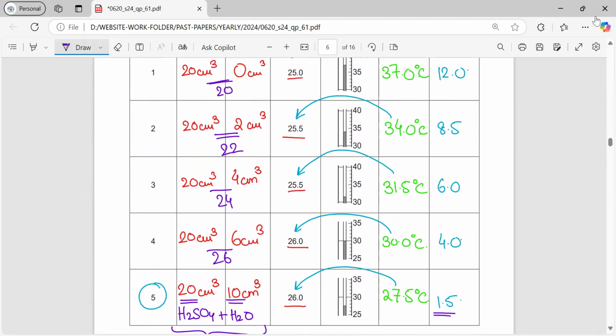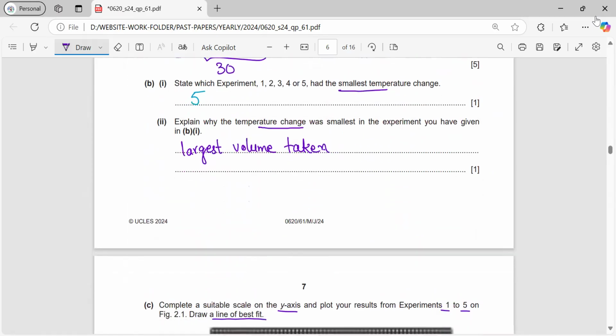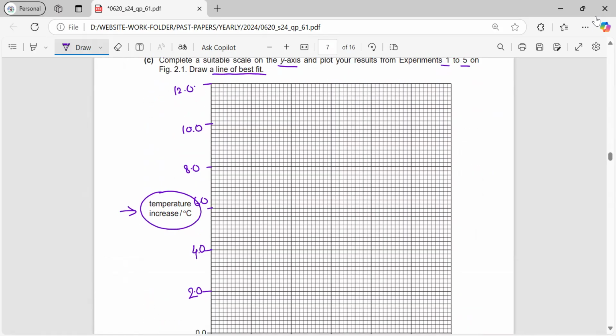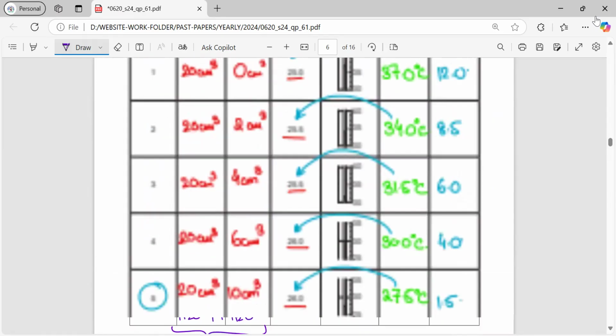As for the first one, we added 0 distilled water and the temperature change is 12. So at 0, it is 12. We'll use a cross. We have to always use a cross to make a graph, to make points.